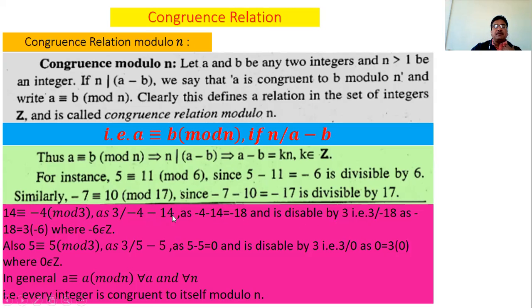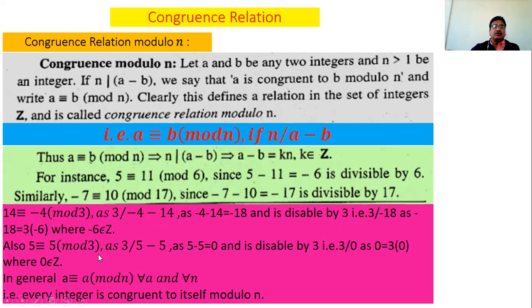Don't write minus 4 minus 14. Write 14 minus minus 4. Then 3 divides 14 minus minus 4, that is, 3 divides plus 18. Why does 3 divide plus 18? Because 18 can be expressed in the form 3 times 6, and 6 is an integer.